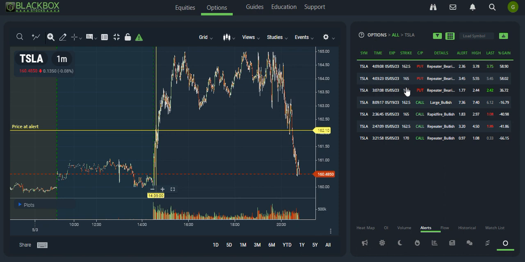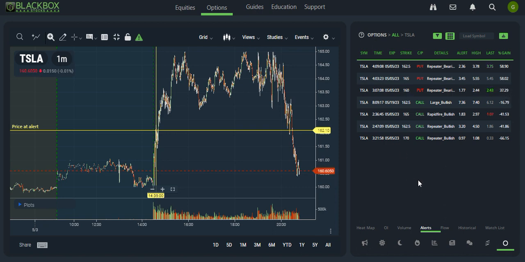Another one here, the 165 puts for Tesla. It's a put. The alert was for 3.45, or actually 2.36. The high was 5.55. So you could have made 58%.